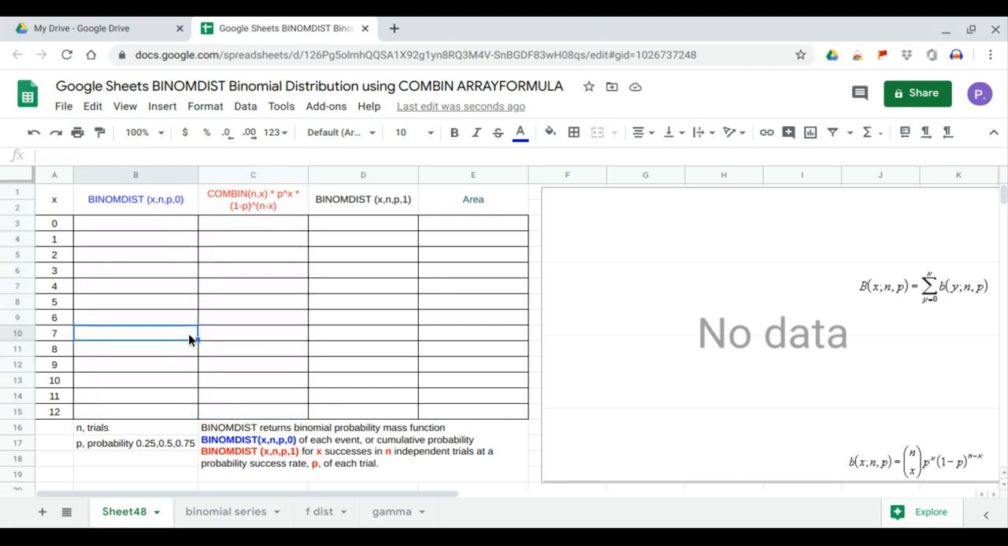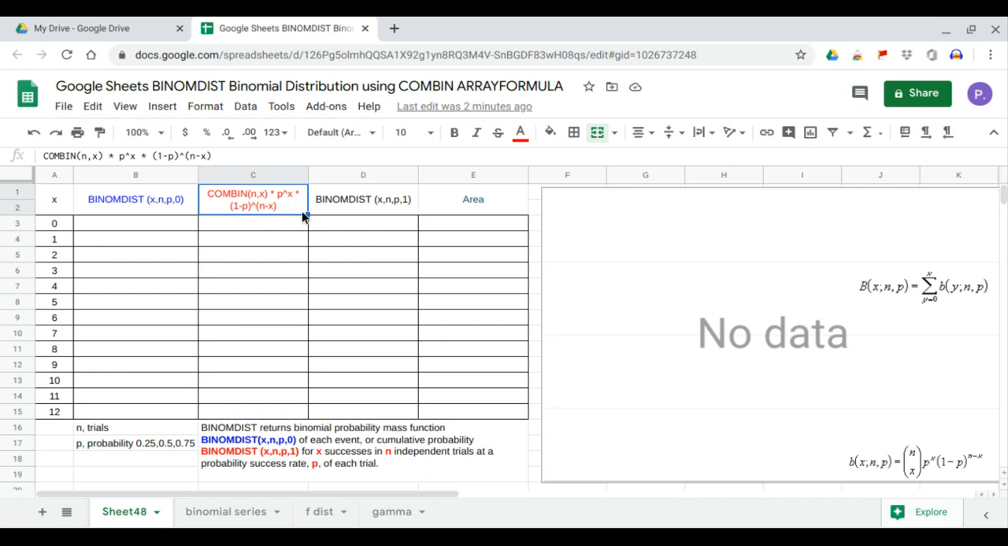Binomial distribution, or BINOMDIST. It returns the binomial probability mass function or the binomial cumulative distribution function. The formula for the probability mass function is the combination of n, x times p to the power x times 1 minus p to the power n minus x.